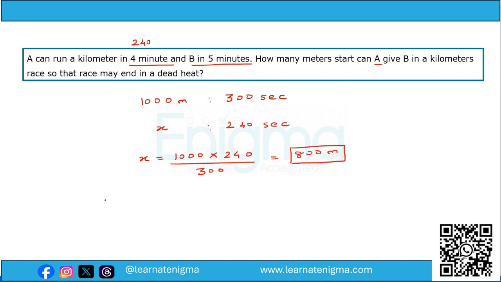So A needs to give 1000 minus 800, that is 200-meter start to B. So that's our answer, 200 meters.